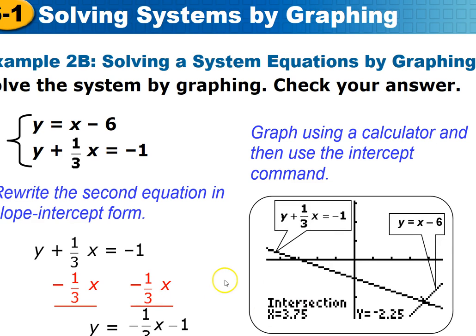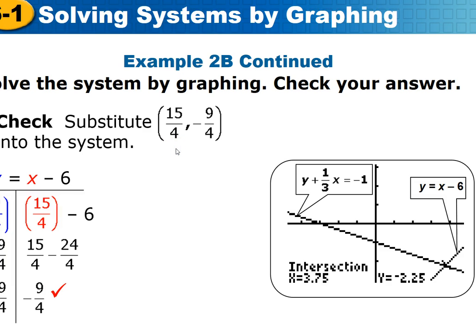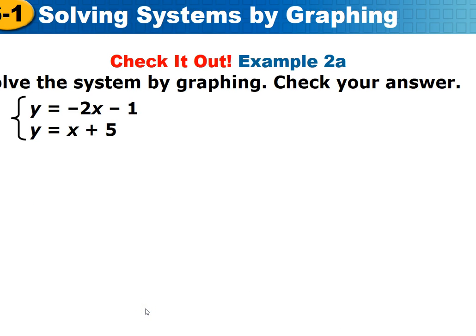So that's what you're doing right now. And then graph with the graphing calculator. All right, solve the system by graphing and check your answer. Just substitute this into your system, guys. You can simplify it. You can use your calculator just to solve and make sure that it works for the system. And in this case, 15/4 for x and 9/4 for y make the solution set.